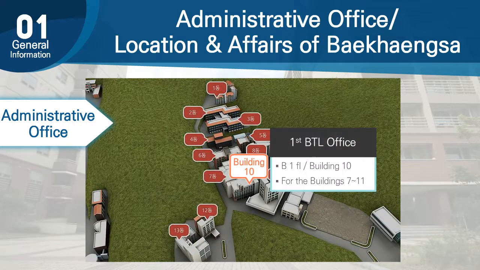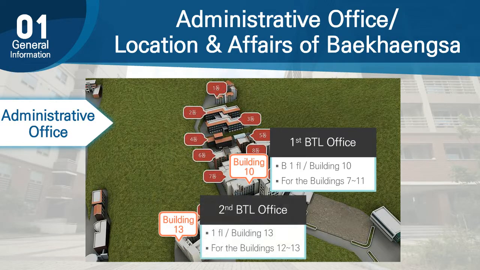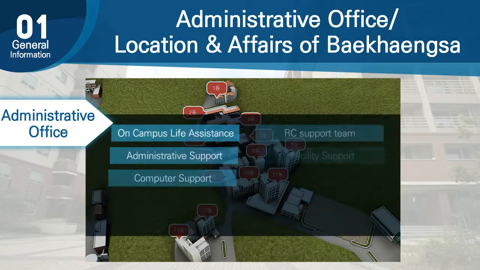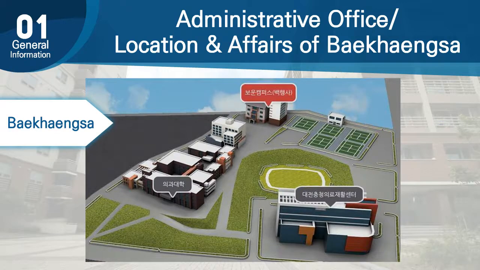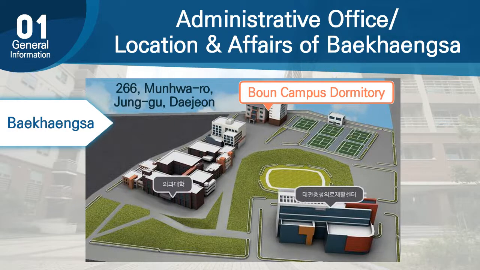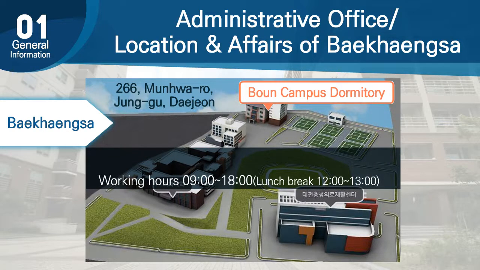You can find the first BTL office on the first basement floor of the Building 10 for the buildings from 7 to 11. The second BTL office is located on the first floor of the Building 13, which manages buildings 12 and 13. The administrative office is operating from 9 a.m. to 6 p.m., and the office is closed during a lunch break from 12 p.m. to 1 p.m. 백행사 Administrative Office is located at Daejeon Boeun Campus Dormitory Building. This office is also operating from 9 a.m. to 6 p.m. with a lunch break from 12 p.m. to 1 p.m.